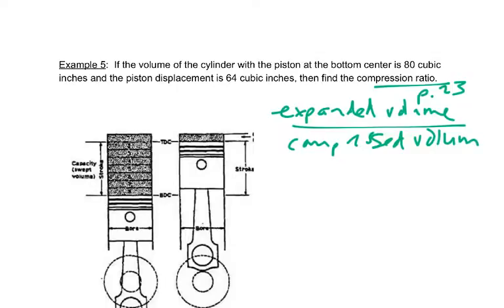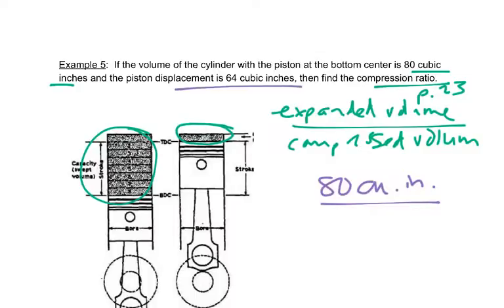So the expanded volume happens when the piston is at the bottom. The compressed volume happens when the piston is at the top. So it says here the volume of the cylinder when the piston is at the bottom center is 80 cubic inches. So that's the expanded volume. And then it says the displacement is 64. Now displacement means how far it's moved. So it's telling us that the difference between the expanded volume and the compressed volume is 64 cubic inches. So if I take 80 and we subtract 64, I get 16, and that 16 is our compressed volume.